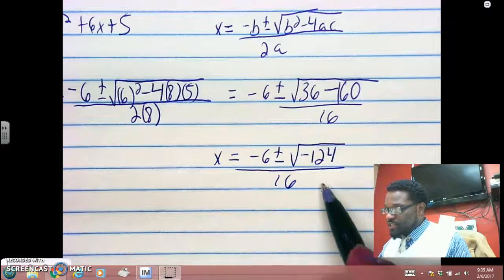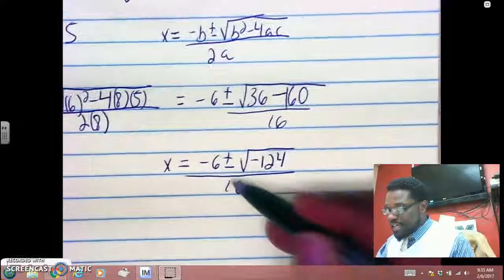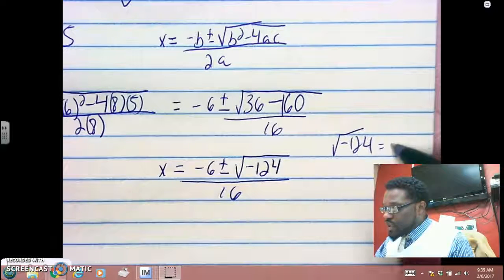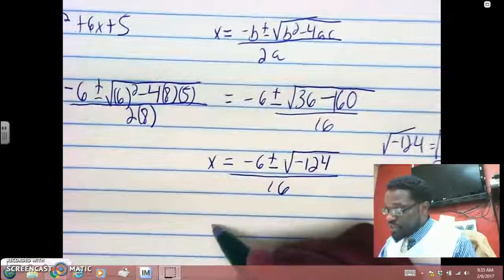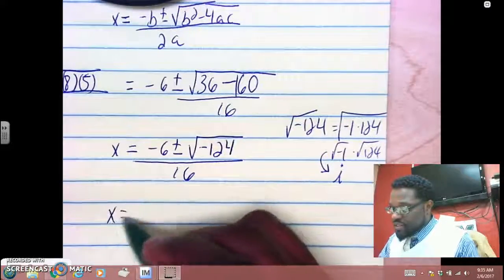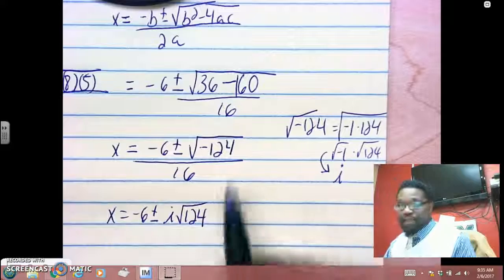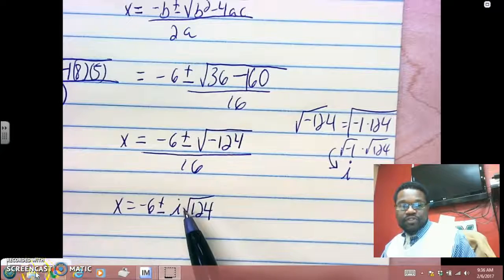And so the way this works is you would want to go ahead and separate. I'm going to just take this off to the side and deal with this. The square root of negative 124 is equal to the square root of negative 1 times 124, and you separate those like this. And that equals i, again from the i chart. So I'm going to rewrite this over here as x equals negative 6 plus or minus i square root of 124. See how that became positive? And now I have an i in front. It's very important that you understand that part.